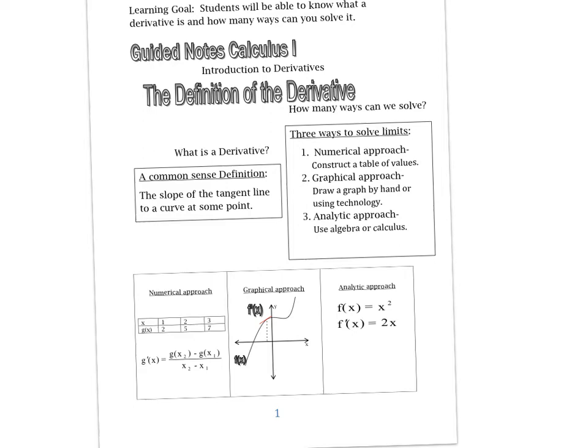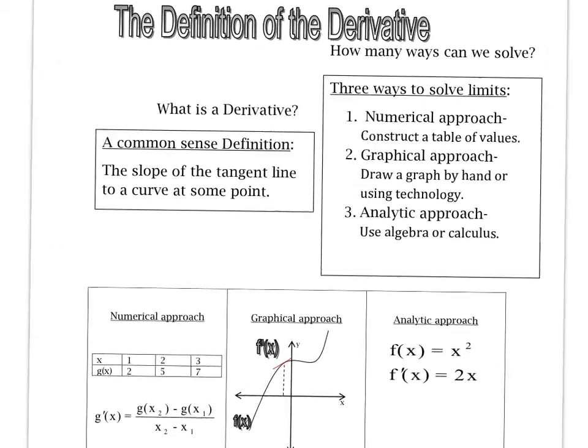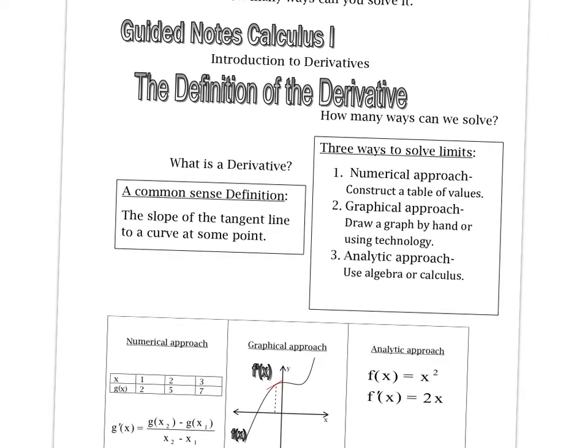Alright, so, introduction to derivatives. A lot of just kind of talking in this one, but pay attention here. Basically, what is the derivative? The derivative, common sense definition, is just the slope of the tangent line to a curve at some point.